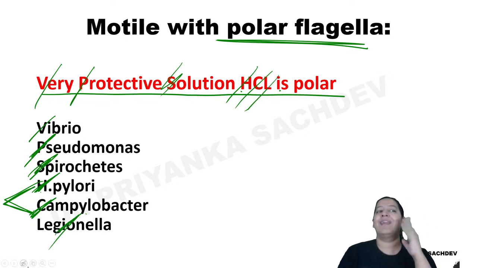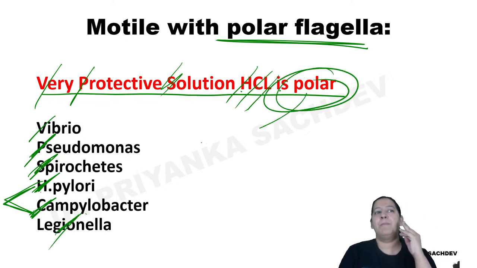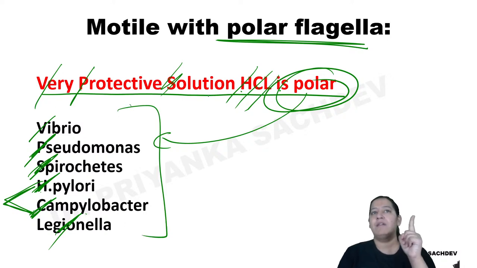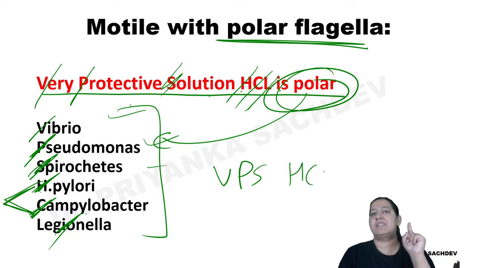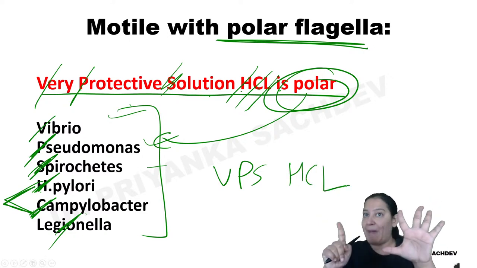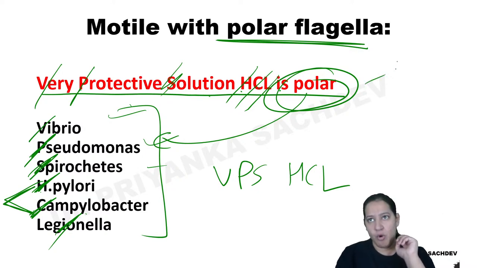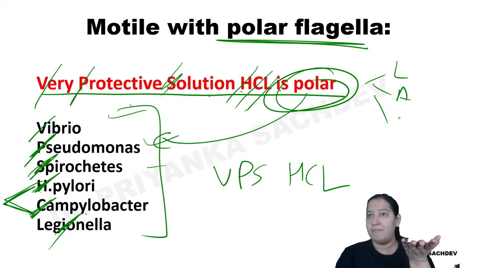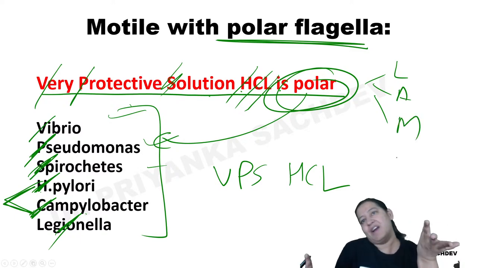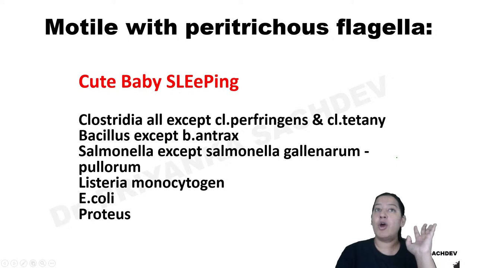L is Legionella, it is polar. This is the mnemonic for polar: Very Protective Solution, HCl. Six bacteria have polar flagella. They are motile by polar flagella. Now, in polar whether it is lopho, amphi, or the third, mono, monotrichous, I don't know, but in all of these it is polar. Coming on to peritrichous.